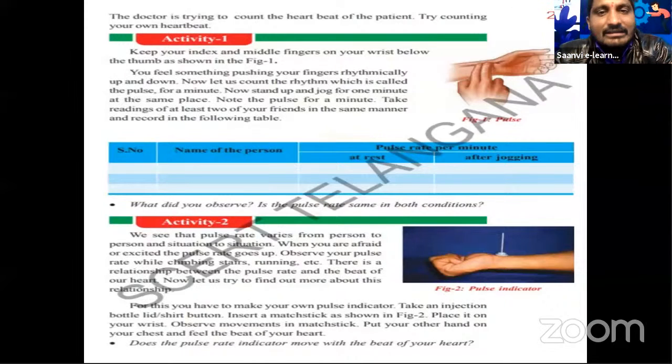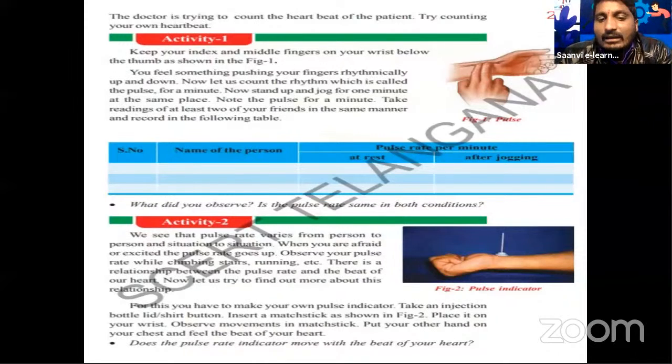That rhythmical vibration is a pulse. It is happening because of the pumping of blood. If the heart stops pumping blood into the arteries, then there will be no pulse. So there is a relationship between heartbeat and pulse. Now let us try to find out more about this relationship.